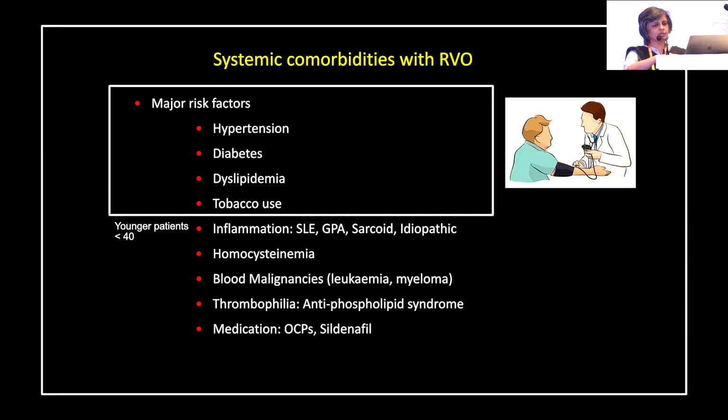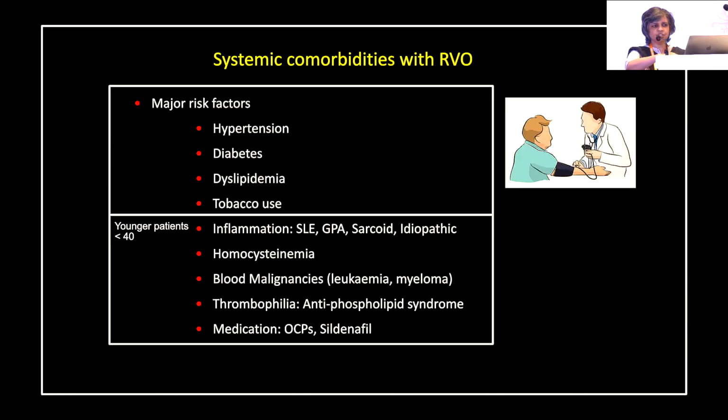So look for systemic comorbidities. That is the most important thing. Hypertension, diabetes, dyslipidemia, and tobacco use. In younger patients, it's usually inflammation, homocystinemia, blood dyscrasias, thrombophilia like antiphospholipid antibody syndrome, and very important, which we do not ask, is medication, oral contraceptive pills or sildenafil.